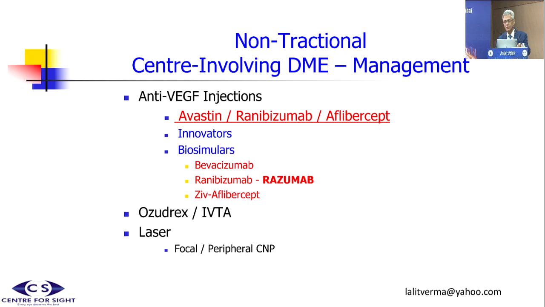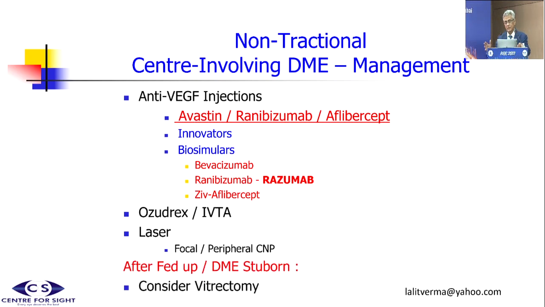So that was tractional. Now coming to non-tractional, center involving DME. I agree, anti-VEGFs are the drugs of choice. You have a choice between various molecules. We will not discuss which one to use. Biosimilars are also entering in a big way. Then Ozurdex and lasers also are there.